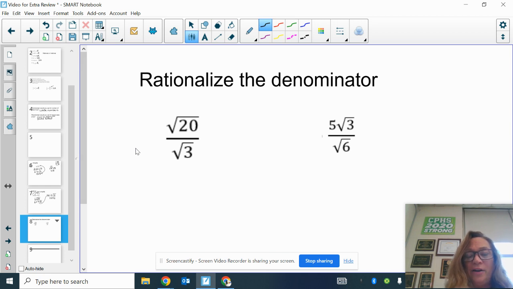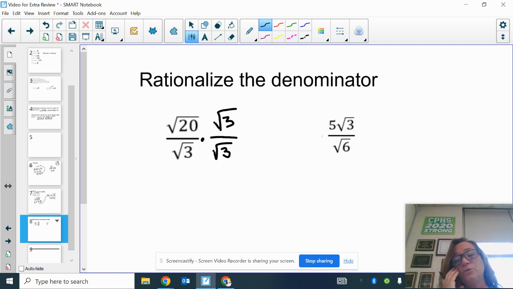Rationalize the denominator. What that means is we want the denominator to be a rational number. So it's not about the numerator, it's about the denominator. I basically take the denominator and copy it into a fraction, radical 3 over radical 3, because I'm essentially multiplying by 1. When you multiply by 1, you don't change the value. It might look different, but it's going to have the same value.